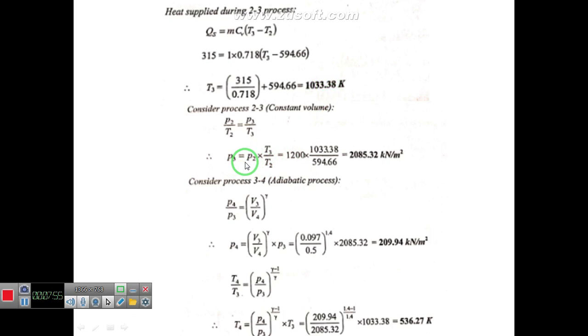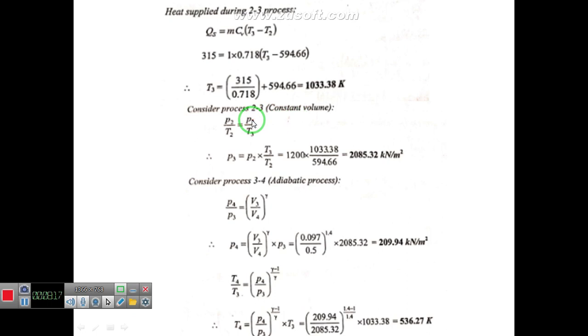Next we are going to find the value of P3. P3 is under the process P2 to P3, so we consider the 2 to 3 process. This is the 2 to 3 process, the constant volume process.